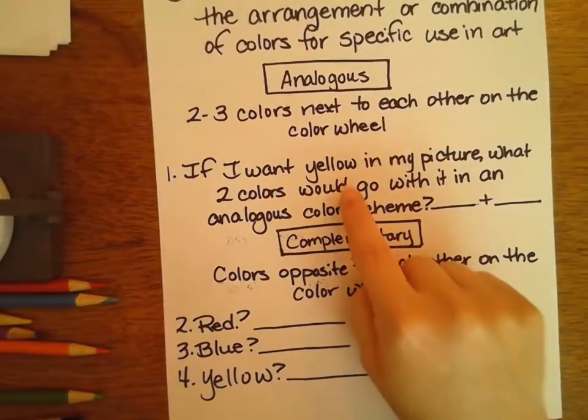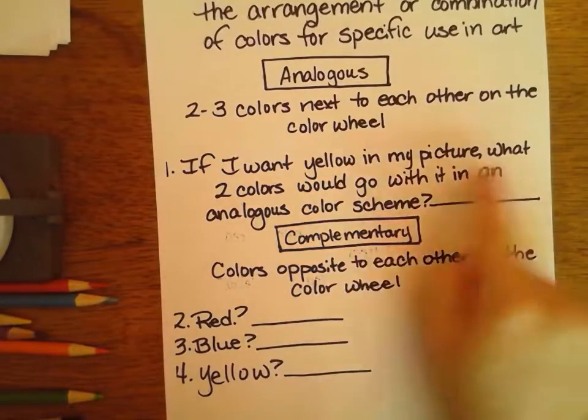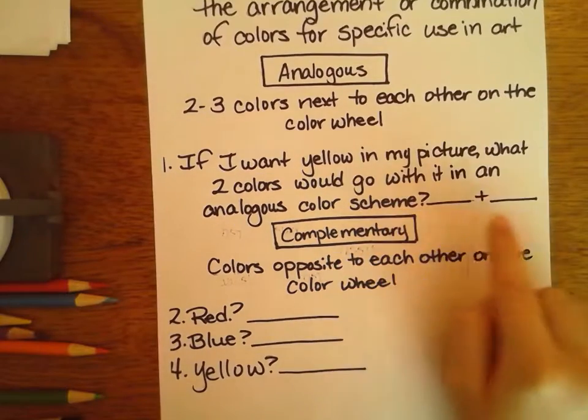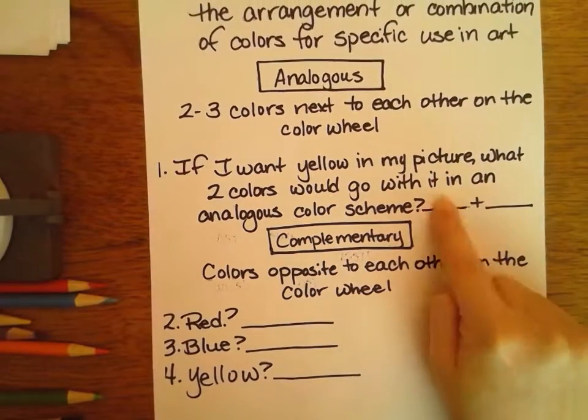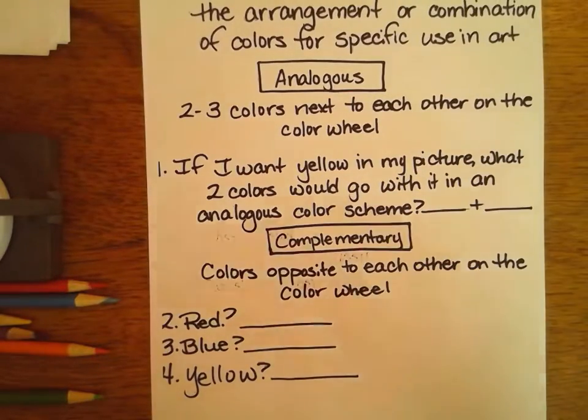So, with this question, if I want yellow in my picture, it's my favorite color for instance, what 2 colors would I go with it in an analogous color scheme? So I have yellow, and I need 2 other colors that fit with it. Now this one can actually go in several different directions, so there's really no wrong answer, but as long as I have yellow in it and it touches that color, you're okay.